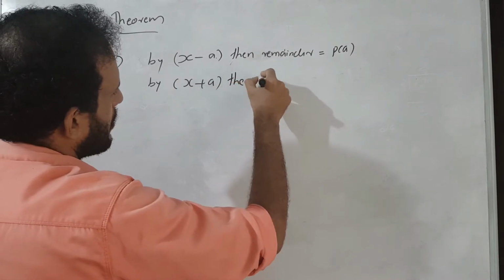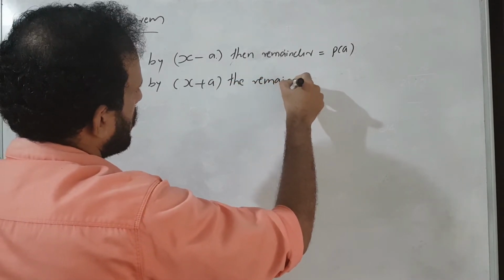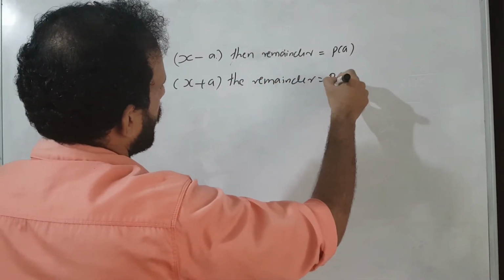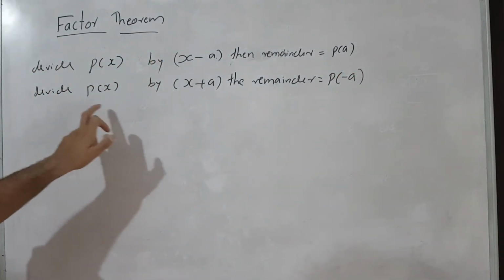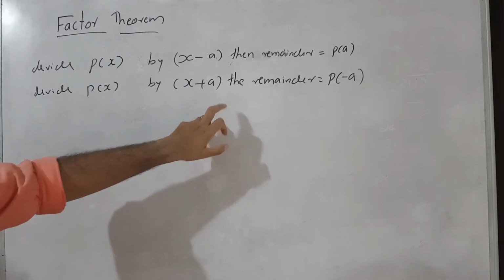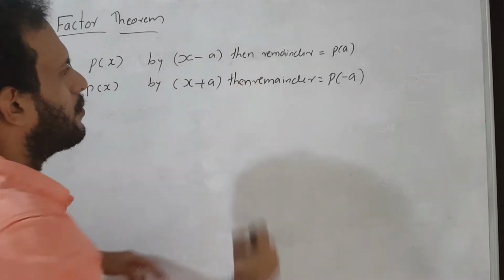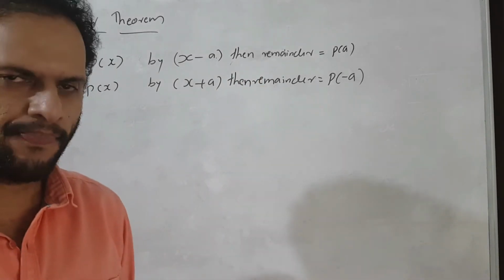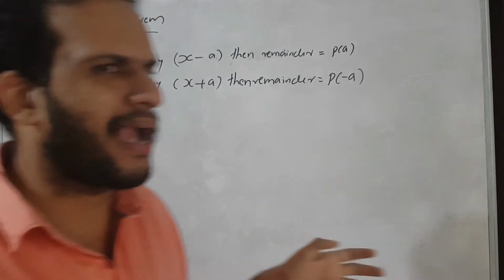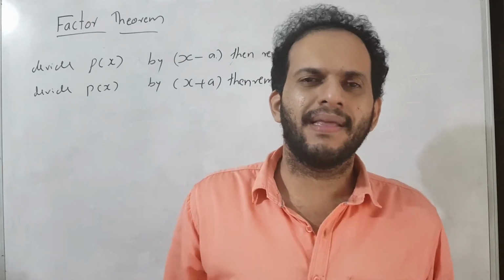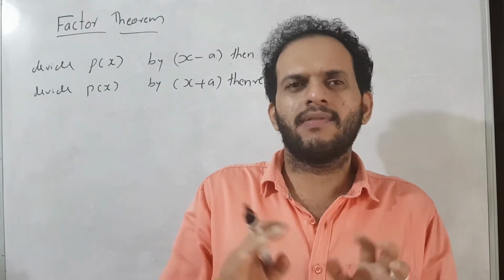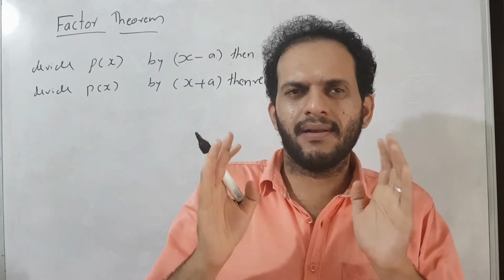Then the remainder is equal to p of minus a. If we divide p of x by x plus a, then the remainder is equal to p of minus a. We do not have the remainder theorem in detail, but you should just learn the idea.